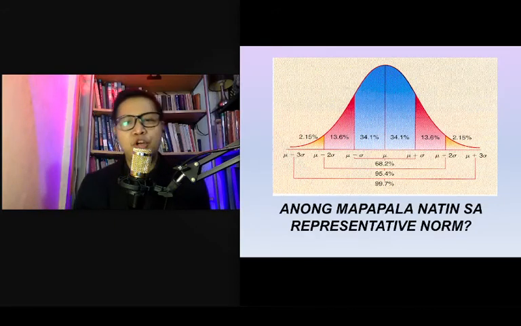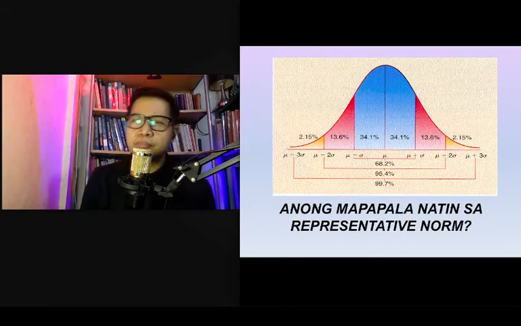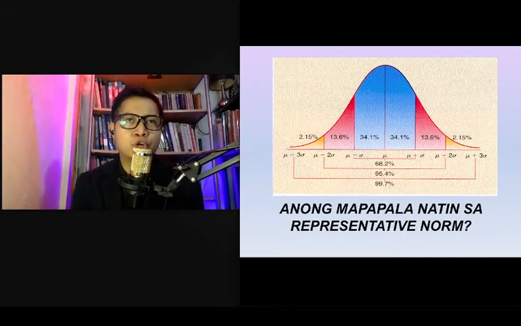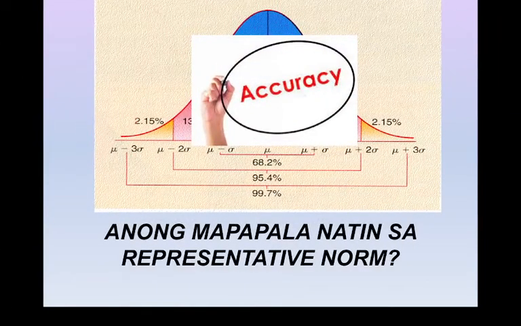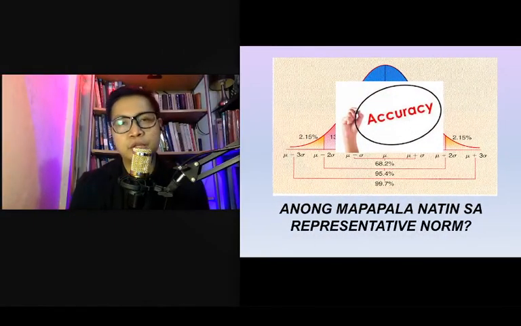O, ngayon, anong mapapala natin sa representative norm? Again, why do we want our norm to be representative of those people who will be taking the test? Because again, we remember the word accuracy. Because the more the norm represents all types of target test takers, mas makakaasa tayo na tama yung magiging label natin o yung interpretation natin ng raw score. And the reverse is true.